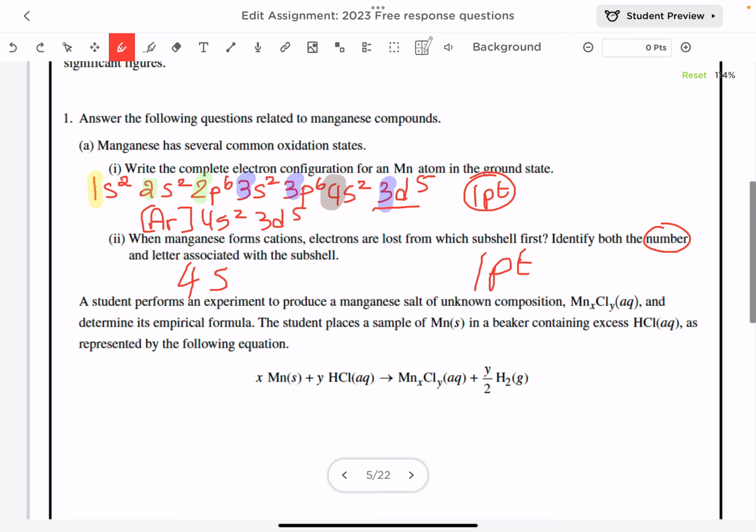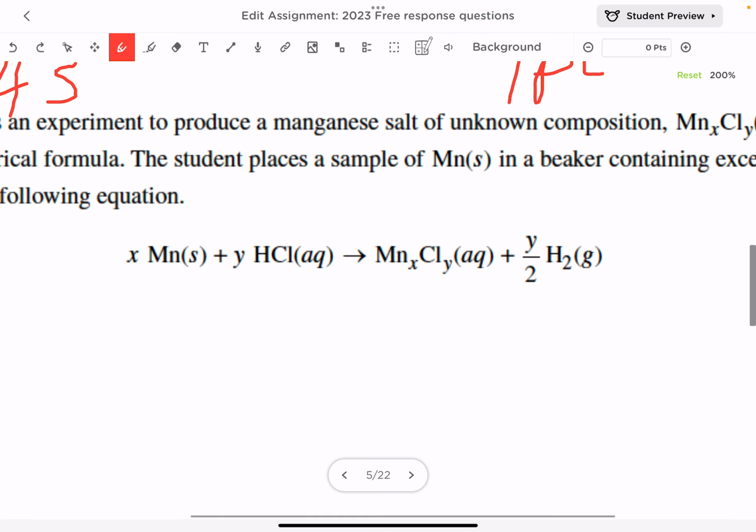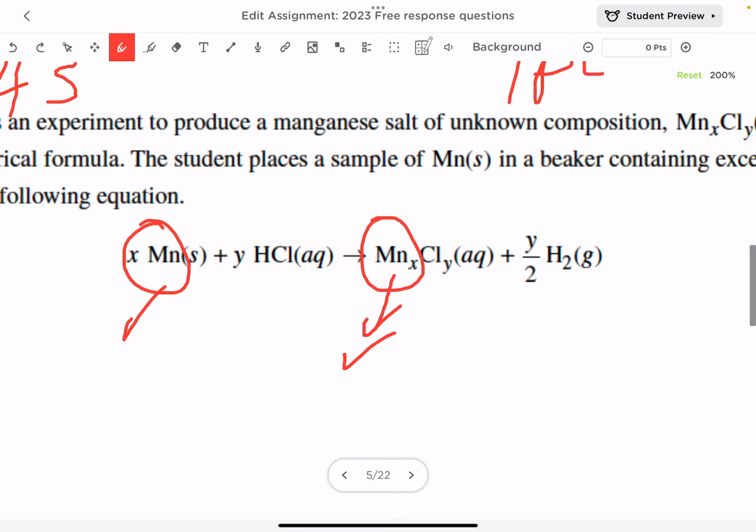Now the next question. A student performs an experiment to produce a manganese salt of unknown composition, MnxCly aqueous, and determine its empirical formula. The student places a sample of Mn in a beaker containing excess HCl, as represented by the following equation. If we look at this equation, we notice that whatever amount of manganese we have here fully changed into the manganese that is in the compound MnxCly. Therefore, if I know the mass of this manganese, I know the mass of manganese in the compound. Knowing the mass can take me to the moles, and you have one more step after that to find the empirical formula.